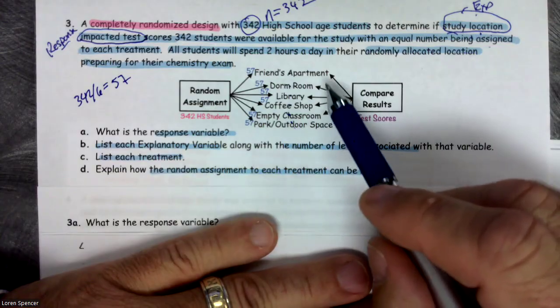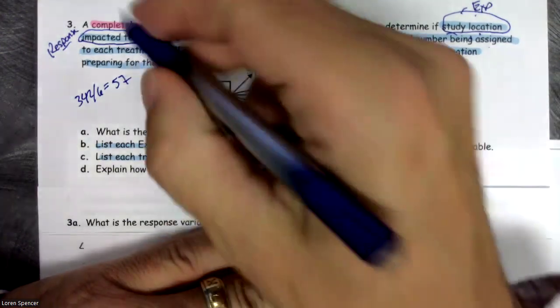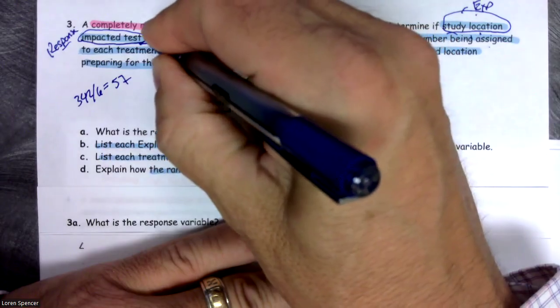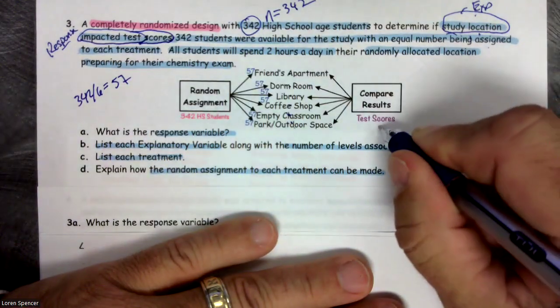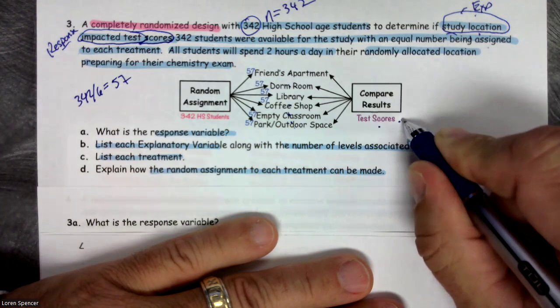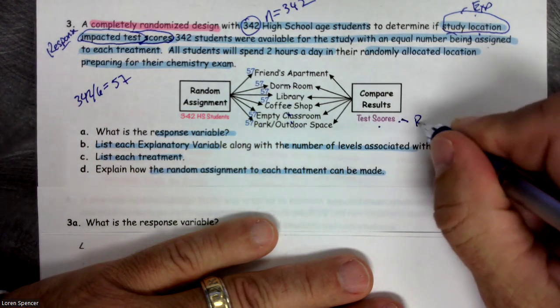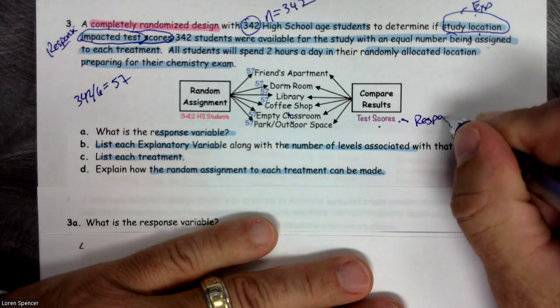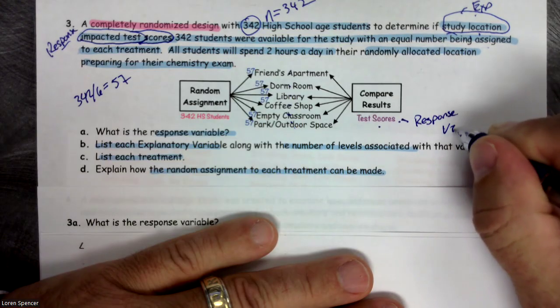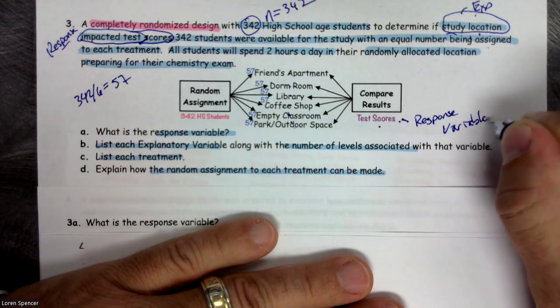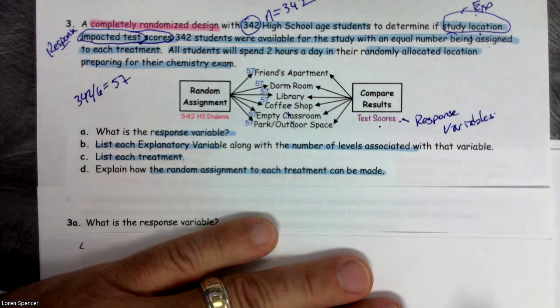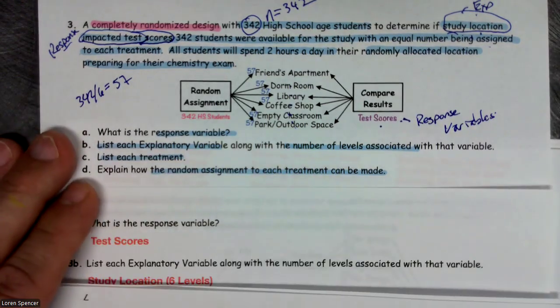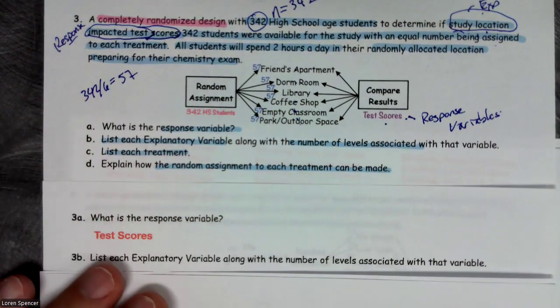So what's the response variable? What we cared about was how it impacted the test scores. So test scores right here is our response variable. Please remember, this is where your response variable always will be every single time. It's what you're comparing at the end. I should have said that in a previous video, but that's what you're comparing at the end. So our response variable is test scores.